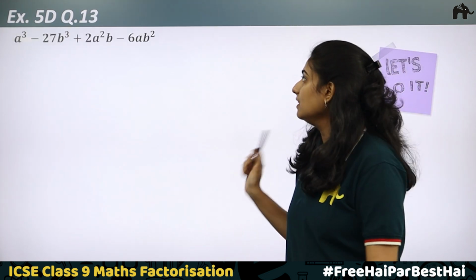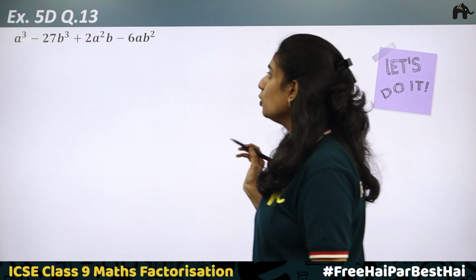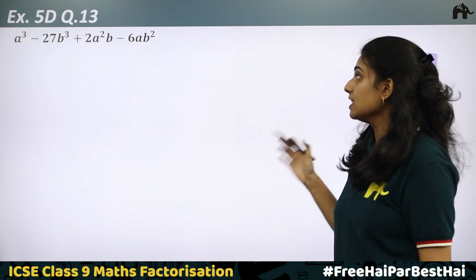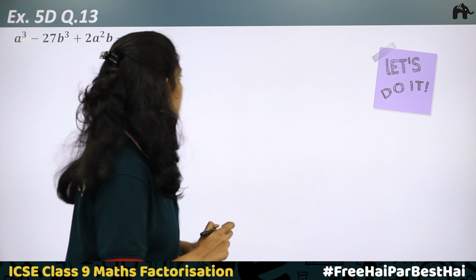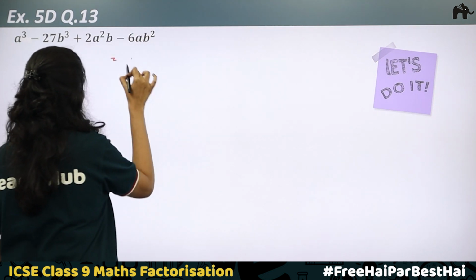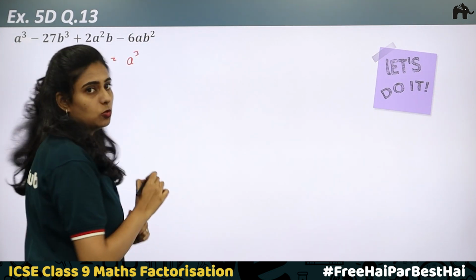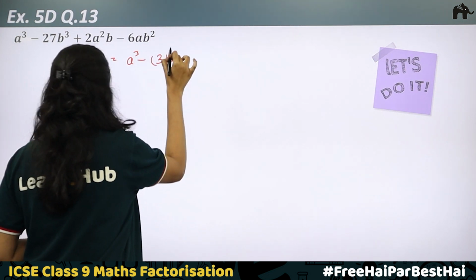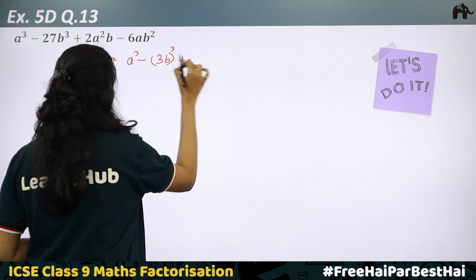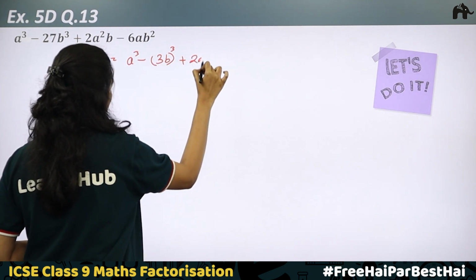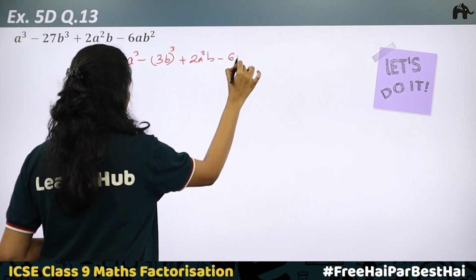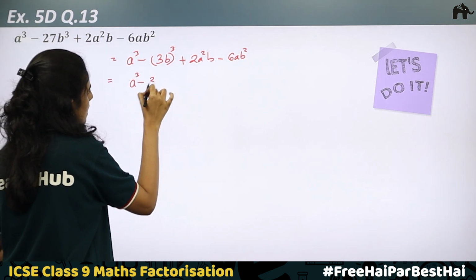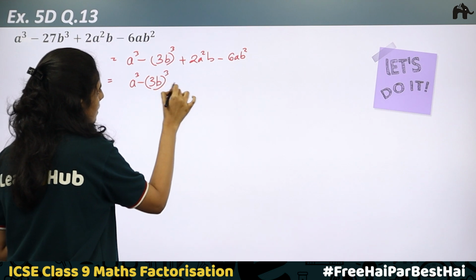Understood? Next question 13 of exercise 5D. A cube minus 27B cube plus 2A square B minus 6AB square. So here we have A cube, 27. What is 27? 27 is 3 cube. So 3B whole cube plus 2A square B minus 6AB square. So this can be written as A cube minus 3B cube plus.